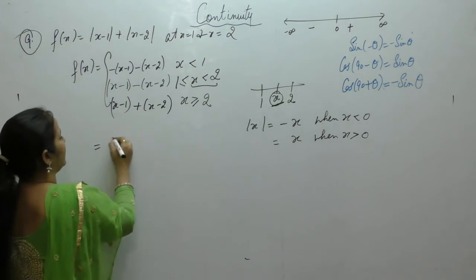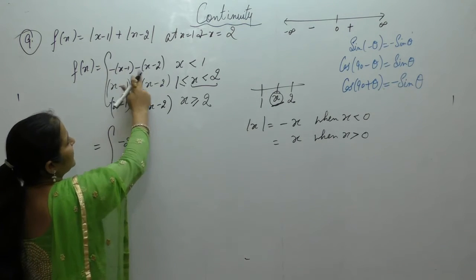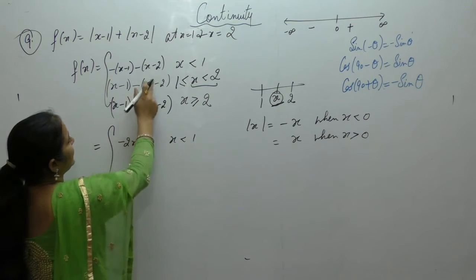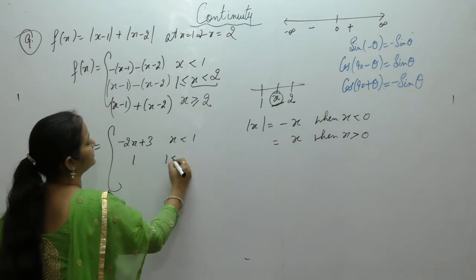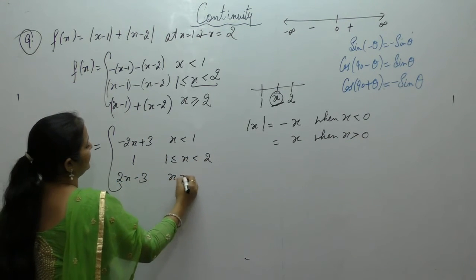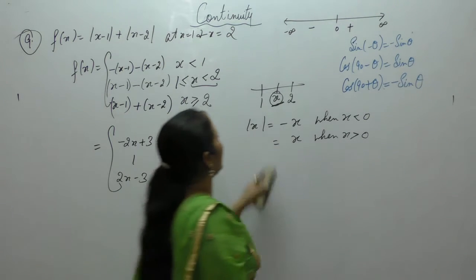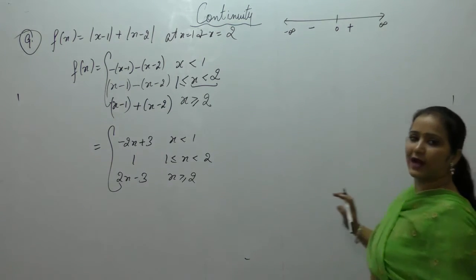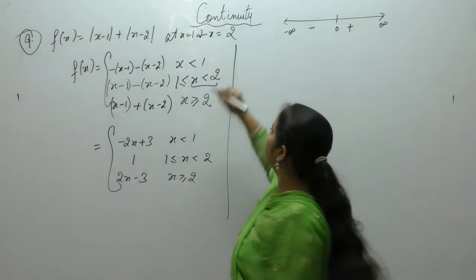Now we get the value of function: minus 2x plus 3 when x is less than 1, 1 when 1 is less than or equal to x less than 2, and 2x minus 3 when x is greater than or equal to 2. So this is the value of function. First of all, what we did, we solved the function to get the value of function. Now we want to check the continuity at 1 and 2.